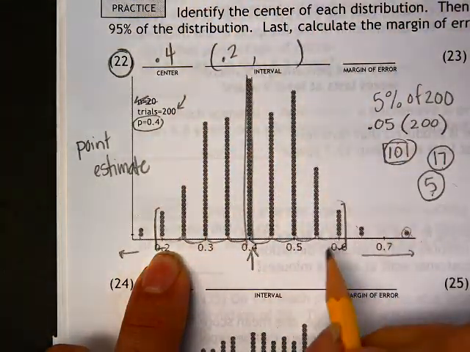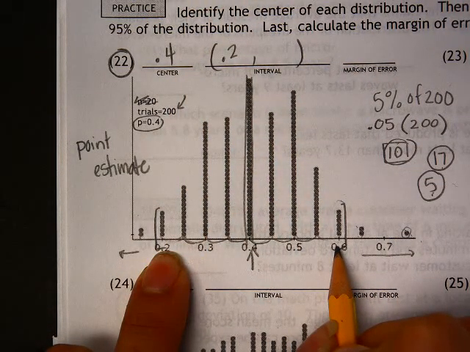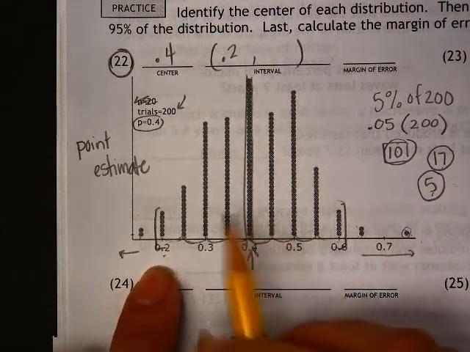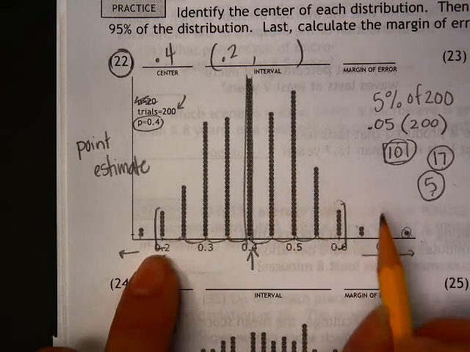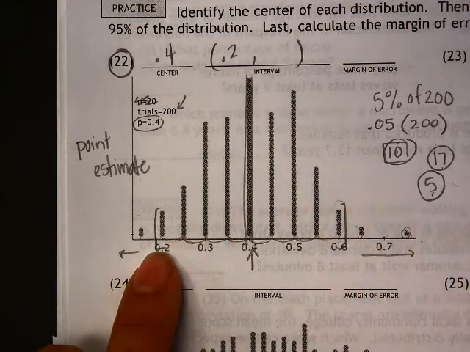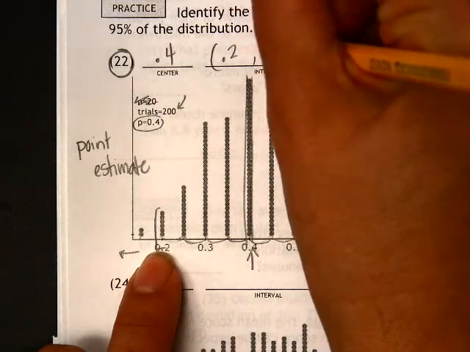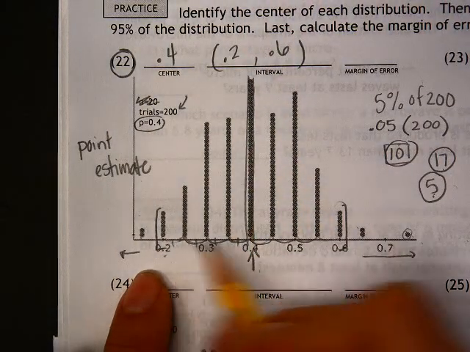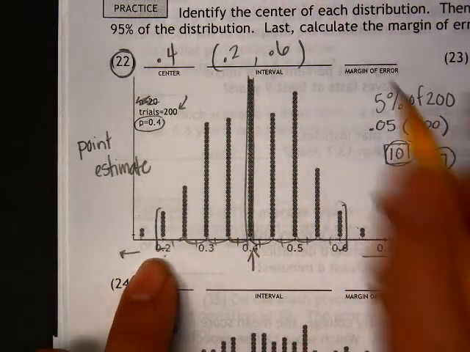So that means I'm keeping all of these, which means my center, again, was 0.4, and I'm keeping from 0.2 all the way over here until, what is this? I'm keeping the 0.2s all the way to the 0.6s. So 1, 2, 3, 4, 1, 2, 3, 4.